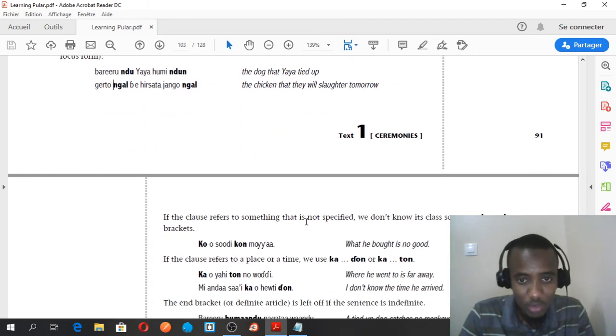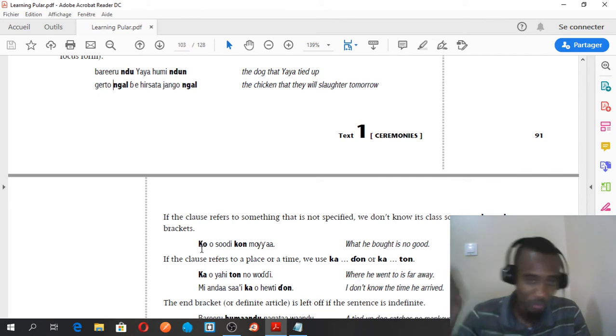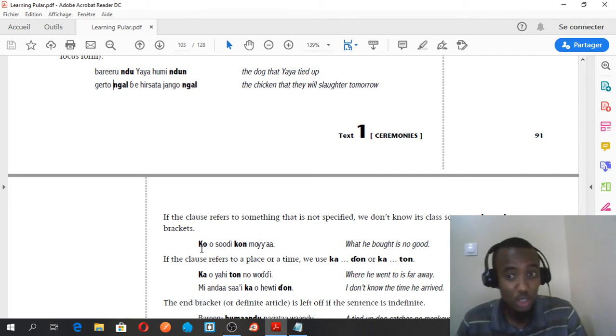If the clause refers to something that is not specified, we don't know its class, so we use ko or kong. Ko osodi kong moja. When we don't know what, for example, what he bought is not good. Ko osodi kong moja. Enganda ko hundo osodi. We don't know what he bought. Enganda ko osodi kong moja.